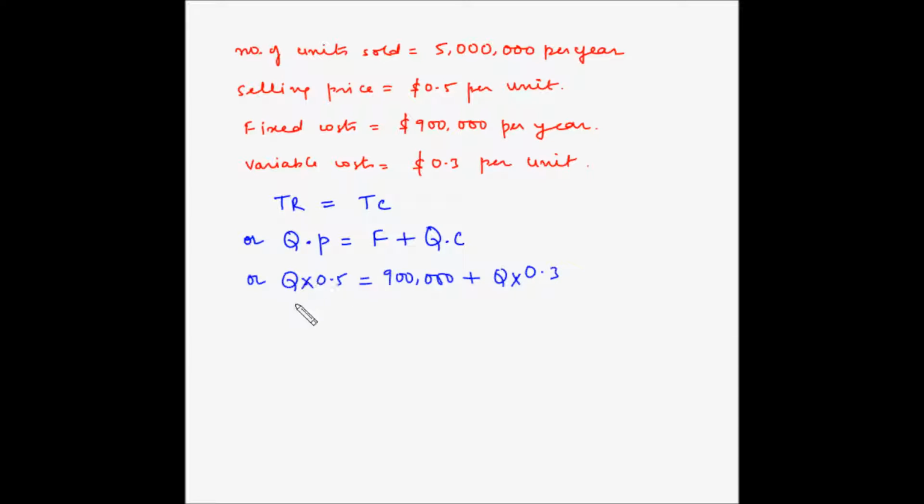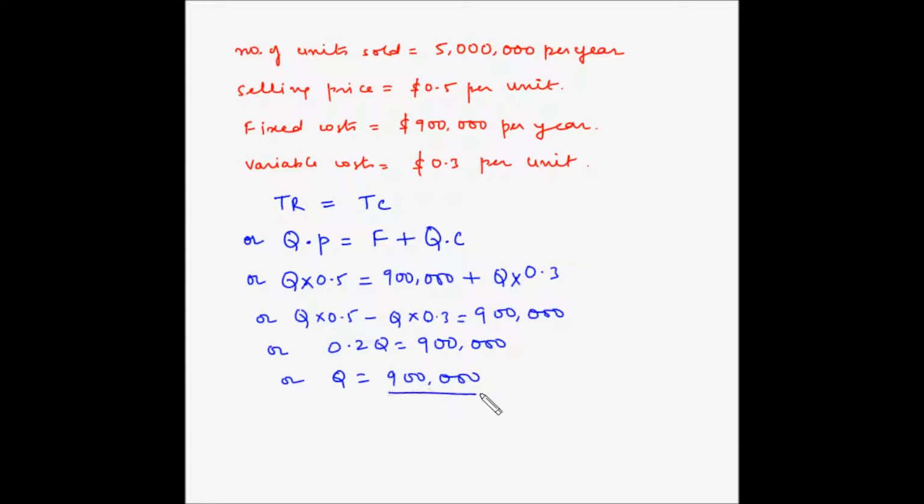So let's find this out. Let's move Q on one side. Q multiplied by 0.5 minus Q multiplied by 0.3 is equal to 900,000, or 0.2 Q is equal to 900,000, or Q is equal to 900,000 divided by 0.2, which is equal to 4.5 million units.